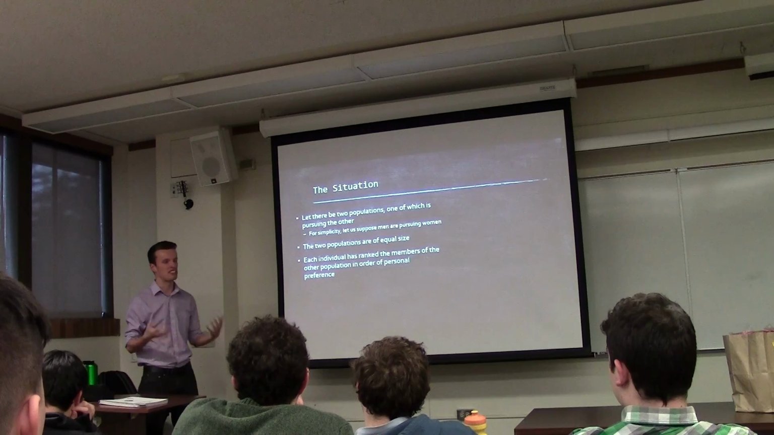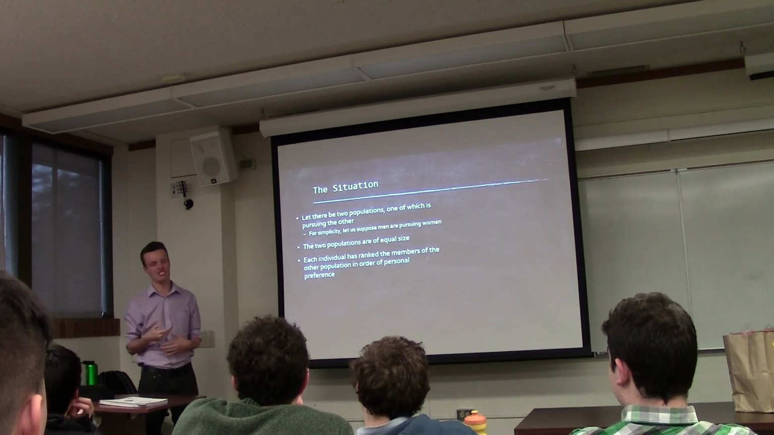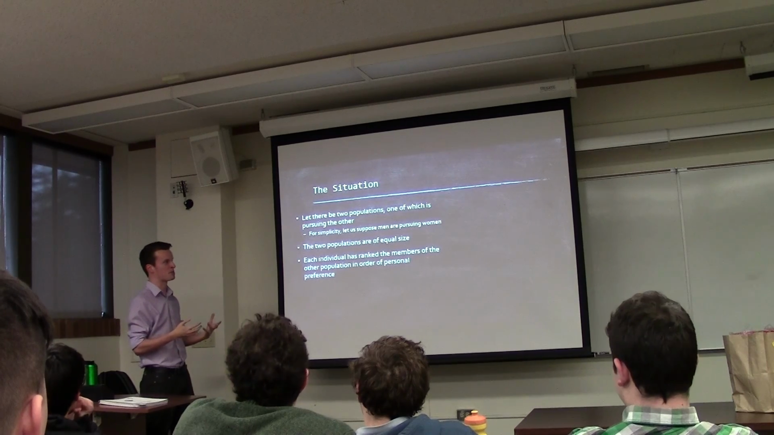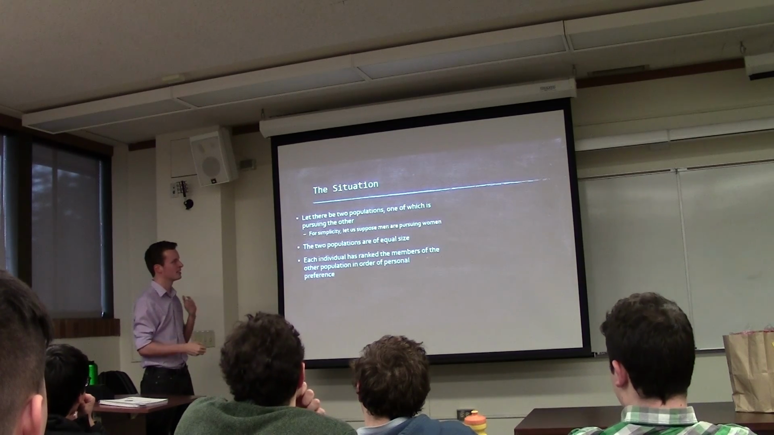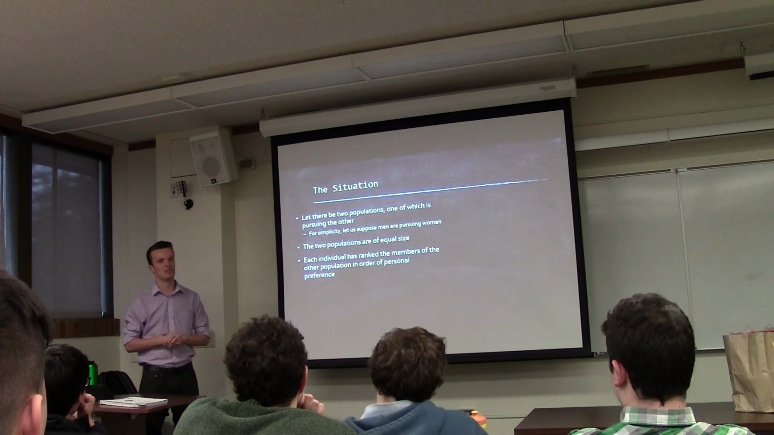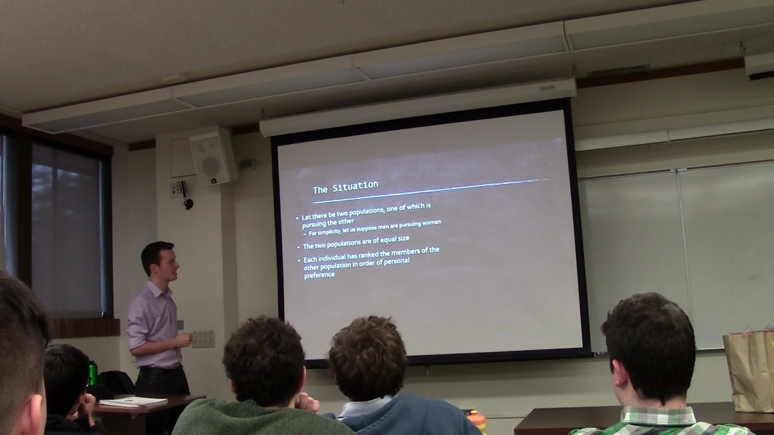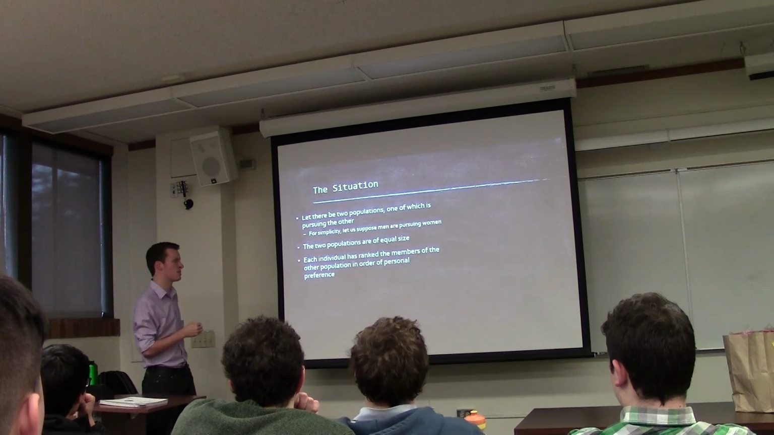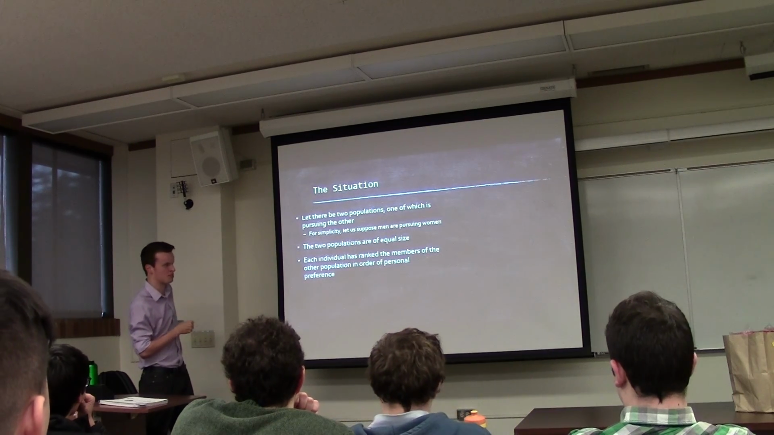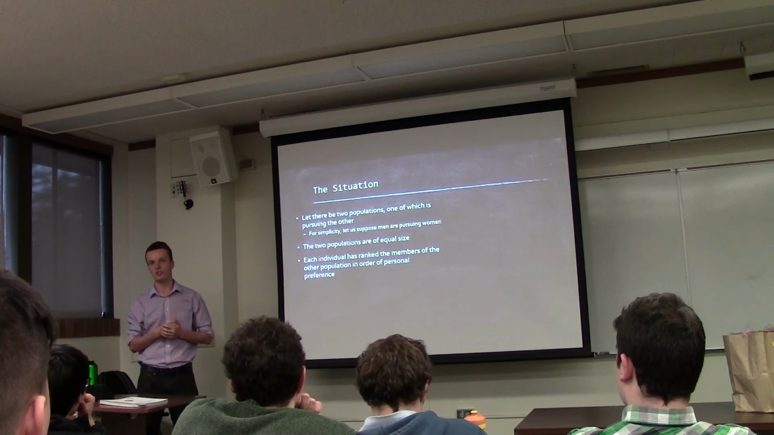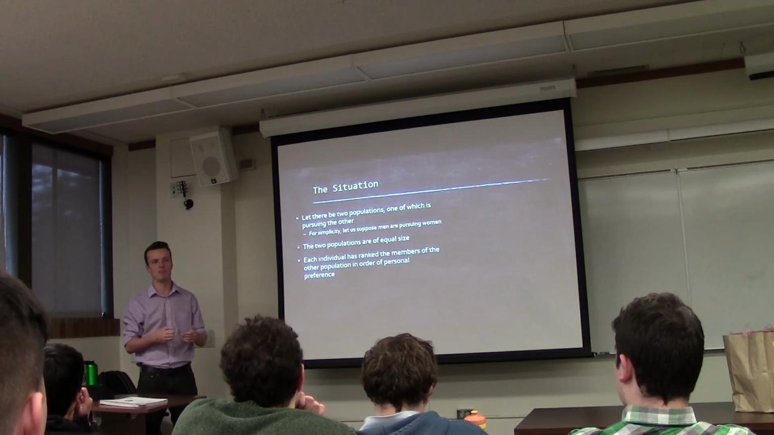However, for simplicity, I'm a guy, I'm personally seeking women, so let's just assume, for the sake of this conversation, that men are pursuing women. We're also going to assume that the two populations are of equal size, so if there are 20 guys, there are 20 girls. And that each individual has ranked the members of the other population in order of personal preference. Similar to the last situation, we need that strict total order to guarantee that there's no ambiguity in the decision.